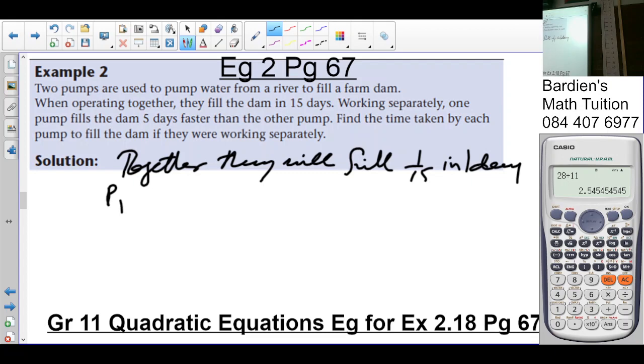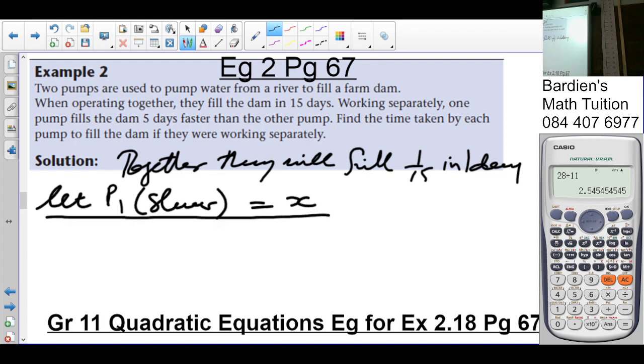Okay? So we just put here slower. And let P1, which is the slower pump, equal x. So there's my x. So what would pump 2 be? The faster one. Remember, if it takes pump 1 10 days to fill the pump, then pump 2 is going to be less or more days? Less. Not so? Because it's going to fill quicker.